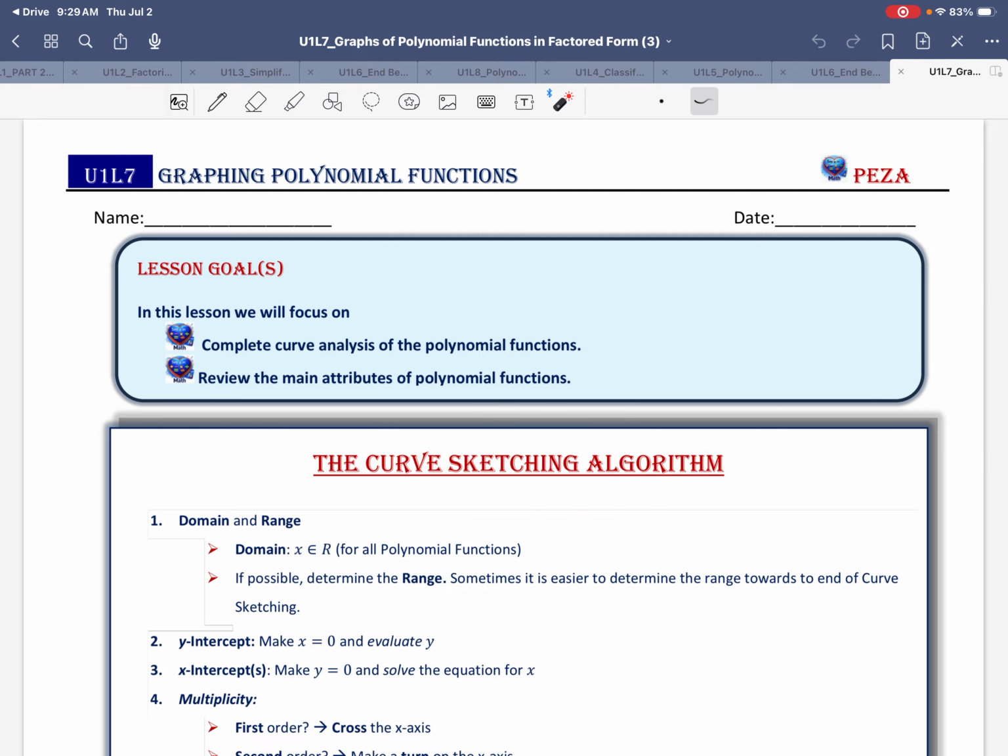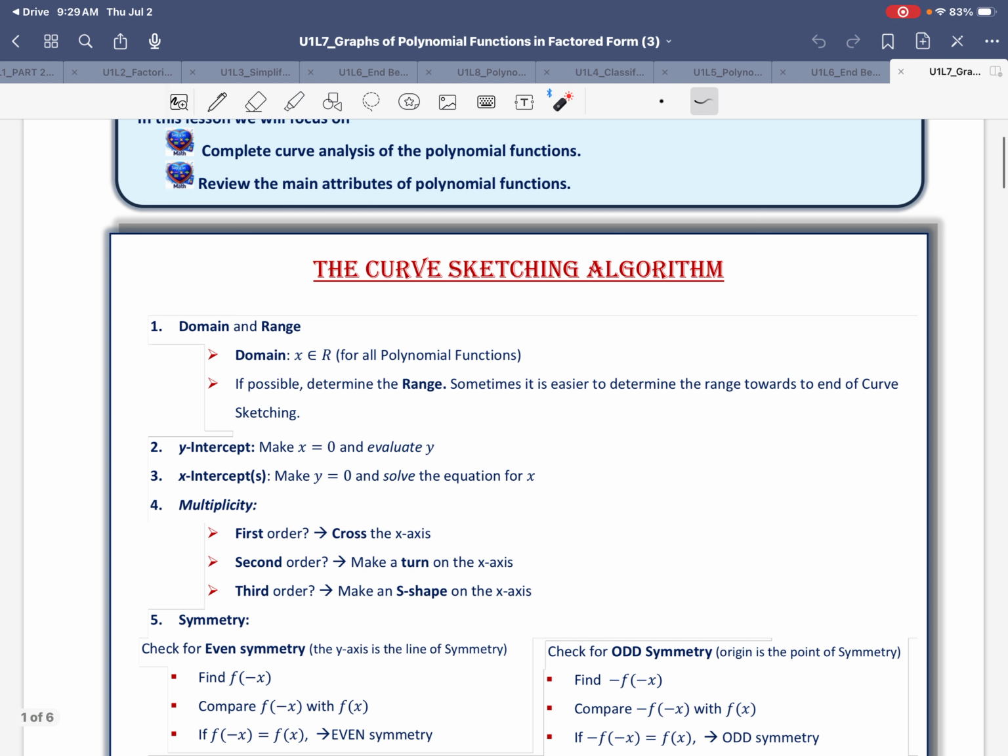The first step is to determine the domain and range. The domain is the easiest part because every polynomial function has a domain of all real numbers. For the range, I will check one thing first. If the polynomial is odd degree, then the range is automatically all real numbers, since the graph will extend infinitely in both positive and negative y directions.